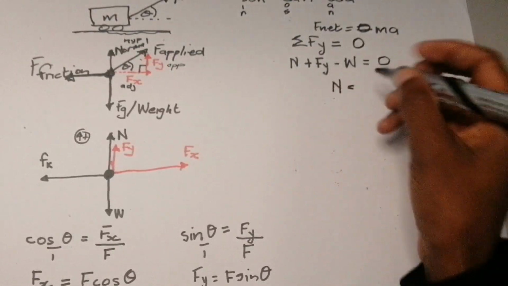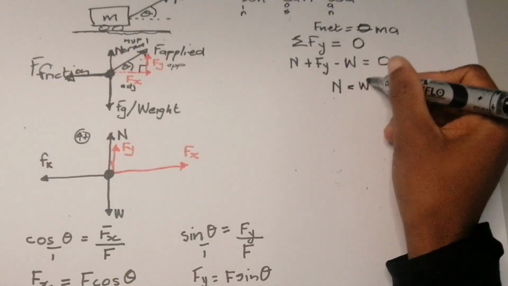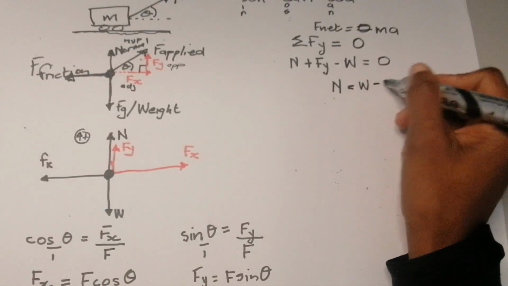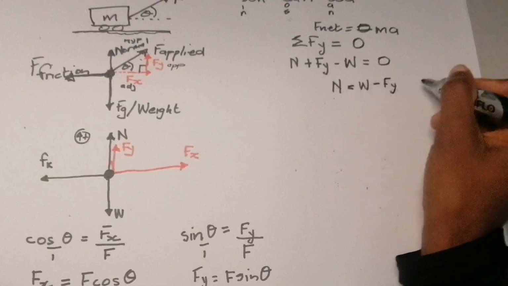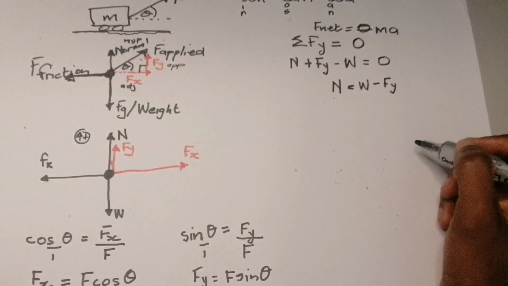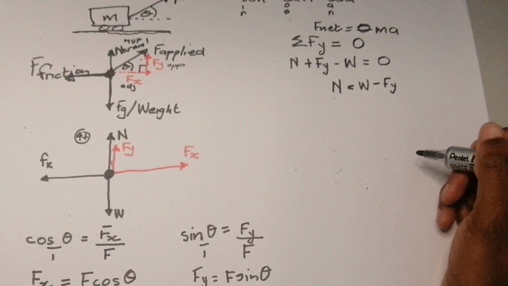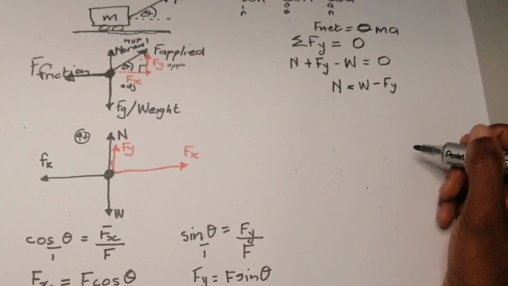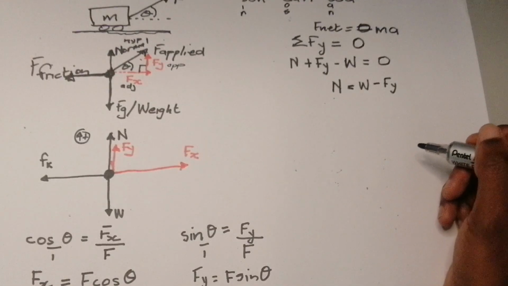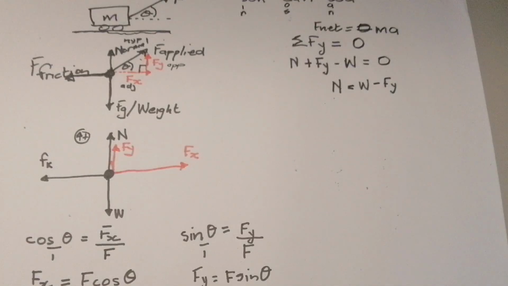Take everything to the other side, this becomes positive, so it's going to be weight minus that vertical equivalent of the force. Can you see? Right, so this becomes very important. Now, if you remember when we were calculating the gravity, what do they call this?